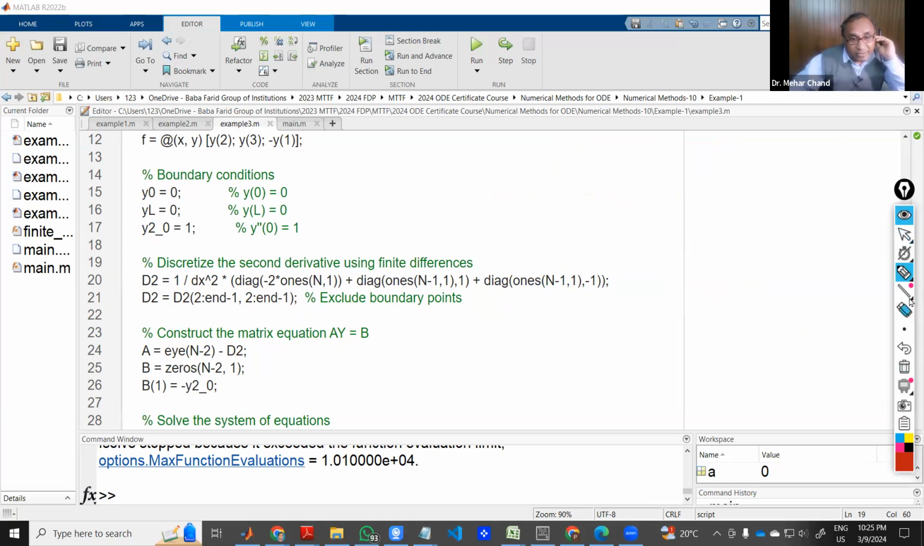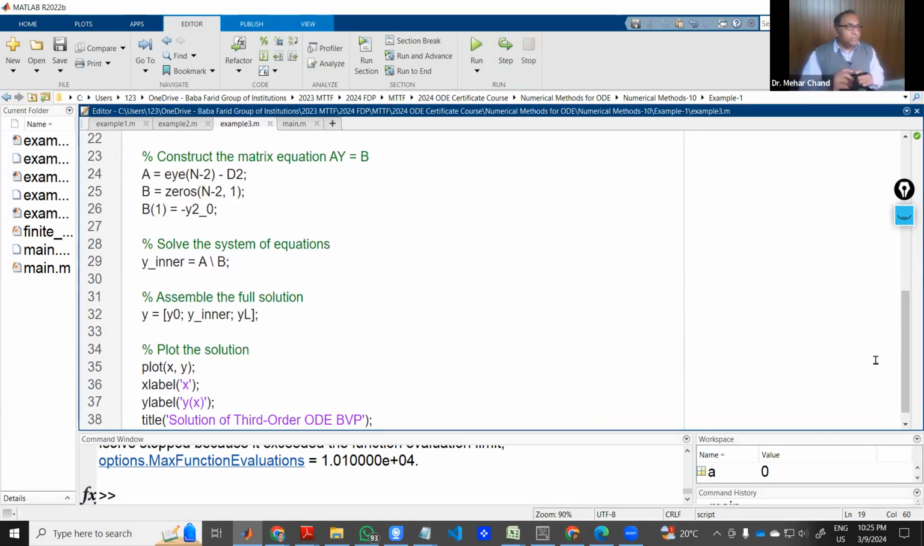Okay, so after that we will calculate the system of equations based on intermediate values. Except for the boundary values, we only need the intermediate values, which will be computed by this equation as we do for the other examples. The same approach is here, and then assemble the full solution.